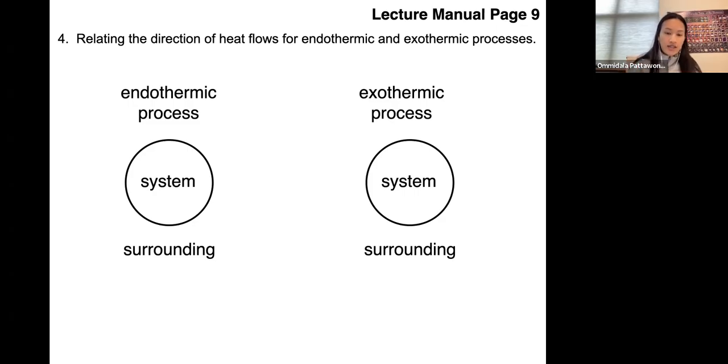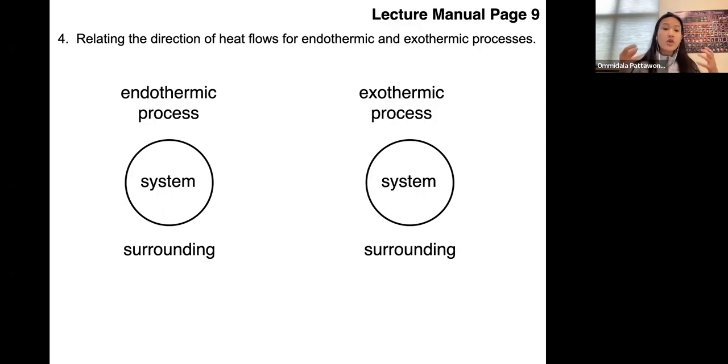Let's take a look at the system. Again, what we are focusing on is what we are studying, which is the chemical reaction. So in this case, the system right here refers to the chemical reaction that we are studying. We care the most about the system.